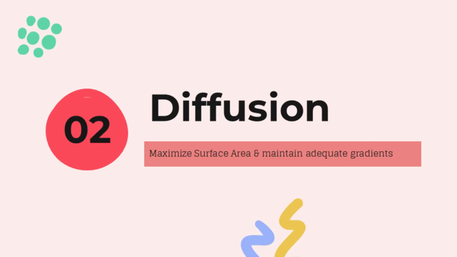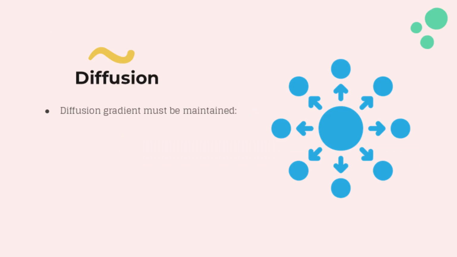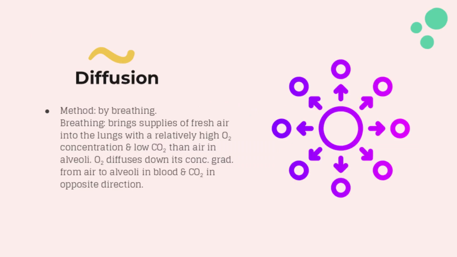Diffusion: maximizing surface area and minimizing diffusion distance. The diffusion gradient must be maintained. Breathing brings supplies of fresh air into the lungs with a relatively high oxygen concentration and a low carbon dioxide concentration. Oxygen diffuses from air to alveoli in blood, and carbon dioxide in the opposite direction.